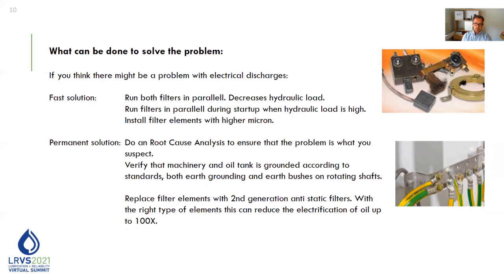As a permanent solution, do a root cause analysis to ensure that the problem is what you suspect. Do a full verification of the grounding, both the earth grounding and the earth brushes on the shafts. And start to check what kind of second generation anti-static filters you are able to install. With the right type of elements, you can reduce the electrification up to 100 times and basically remove the problem forever.